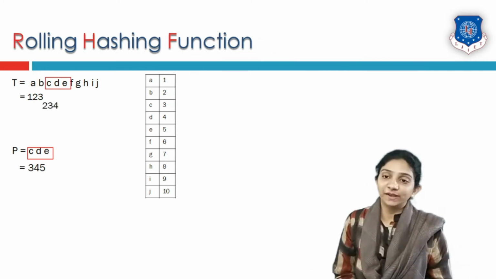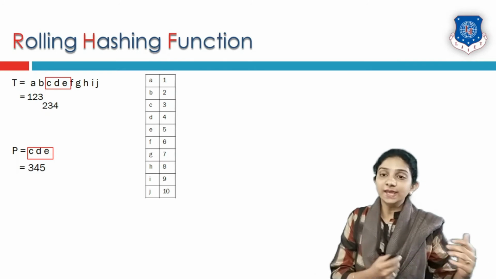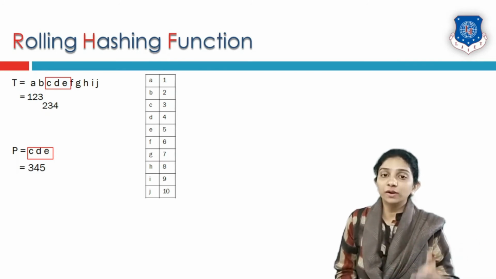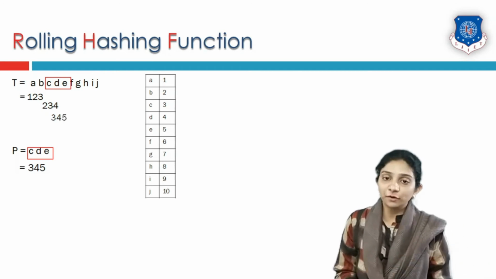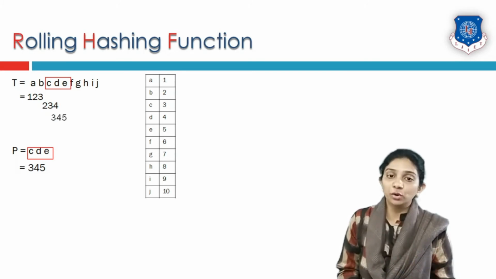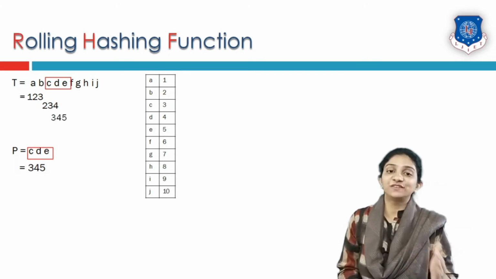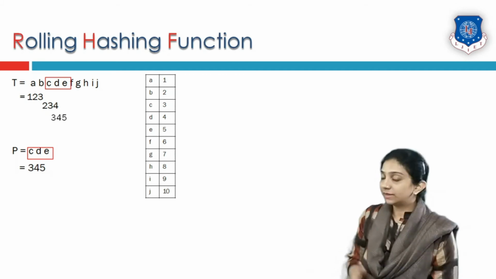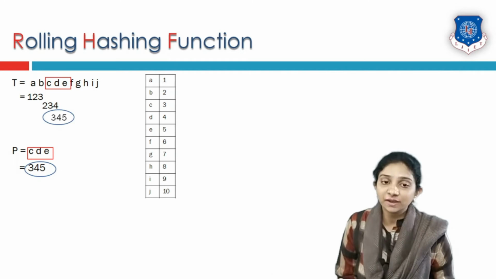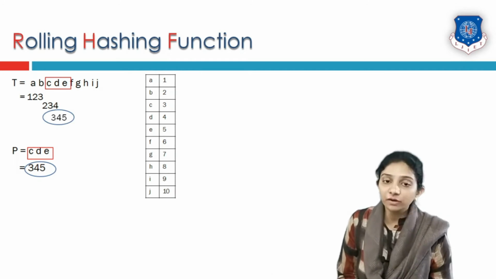The window is shifted by 1 towards the right hand side. So here we have the code CDE. From 234, with the formula of the rolling hash function, we generate the new numerical value, that is 345. Now this numerical code 345 is matching with the pattern code 345.